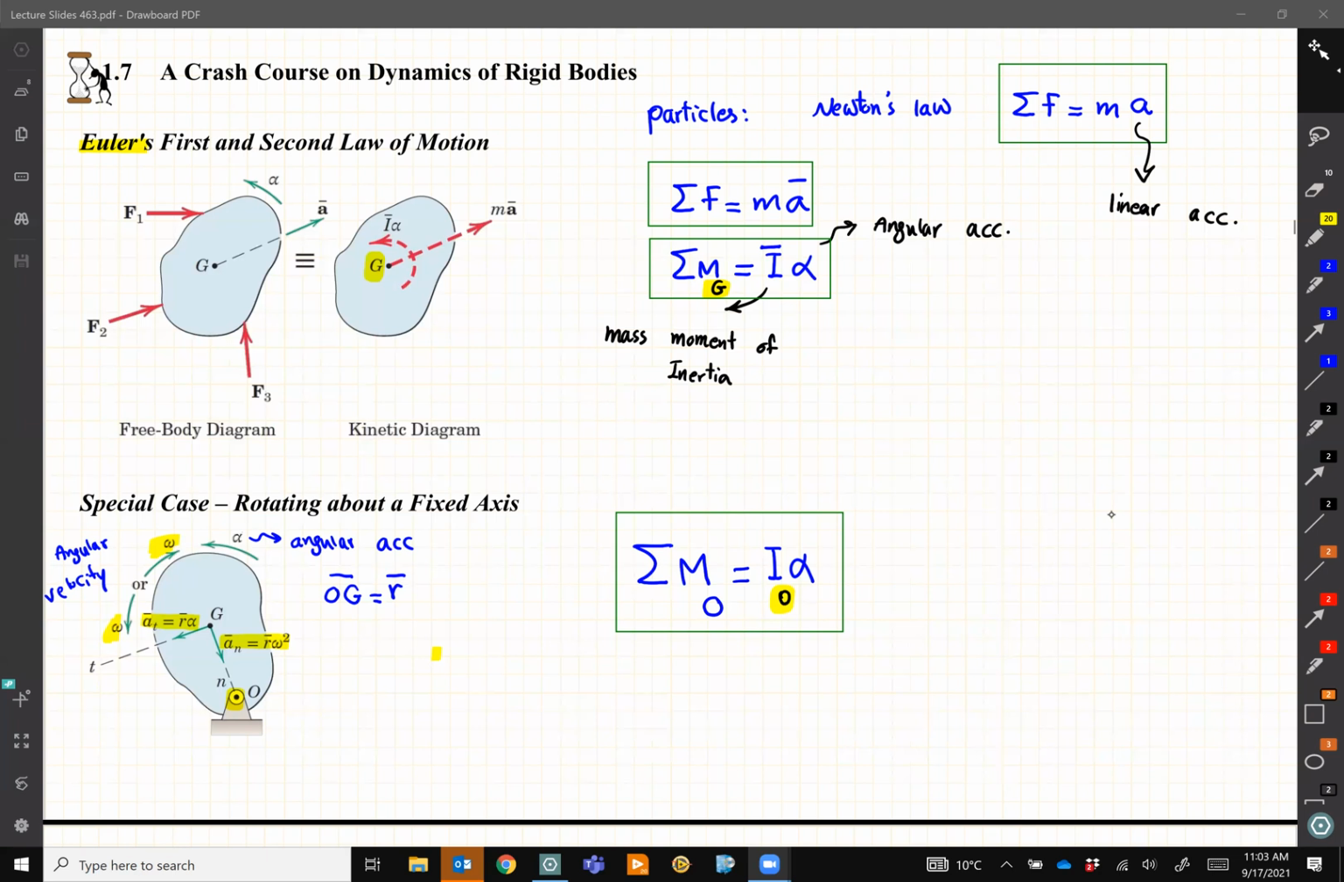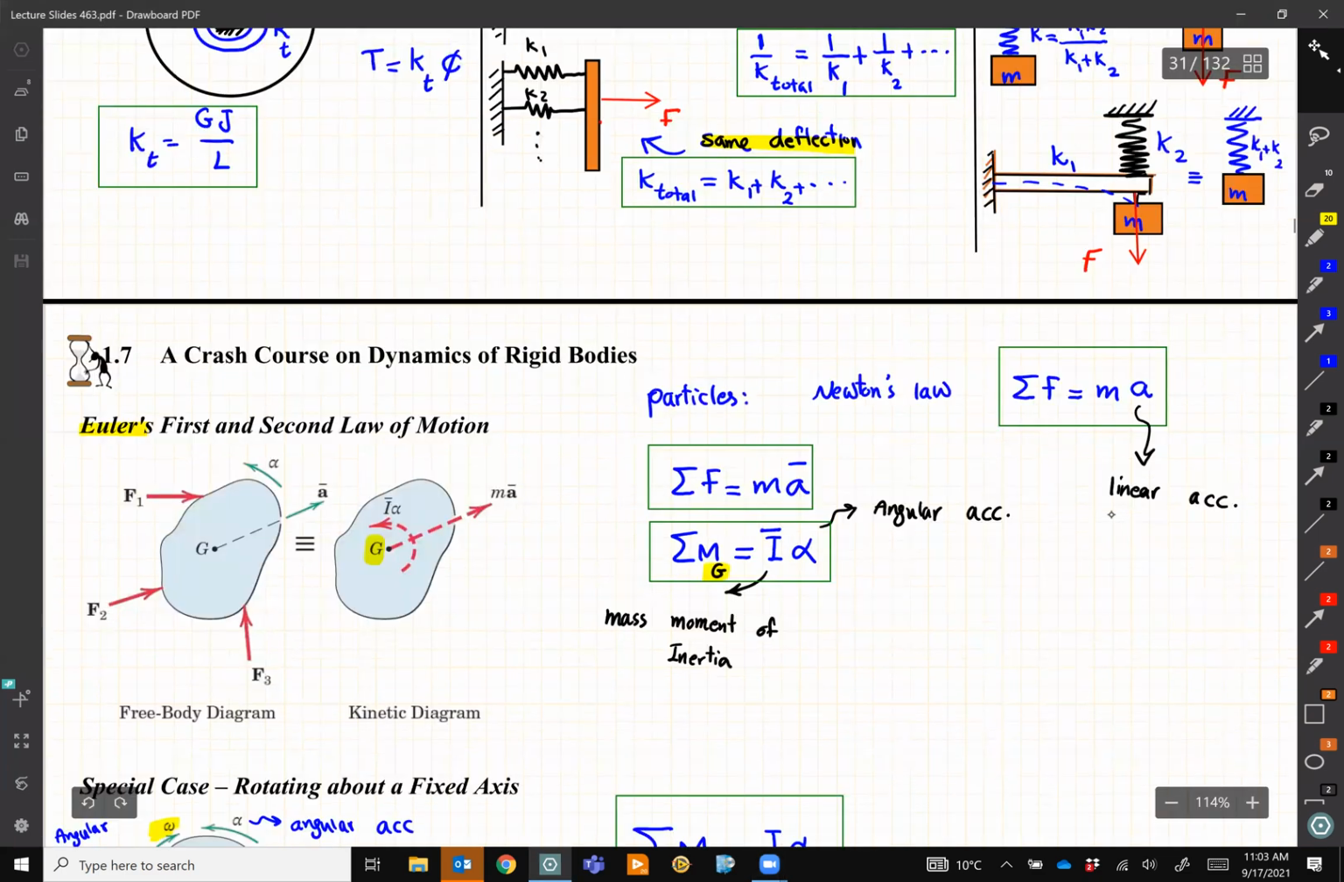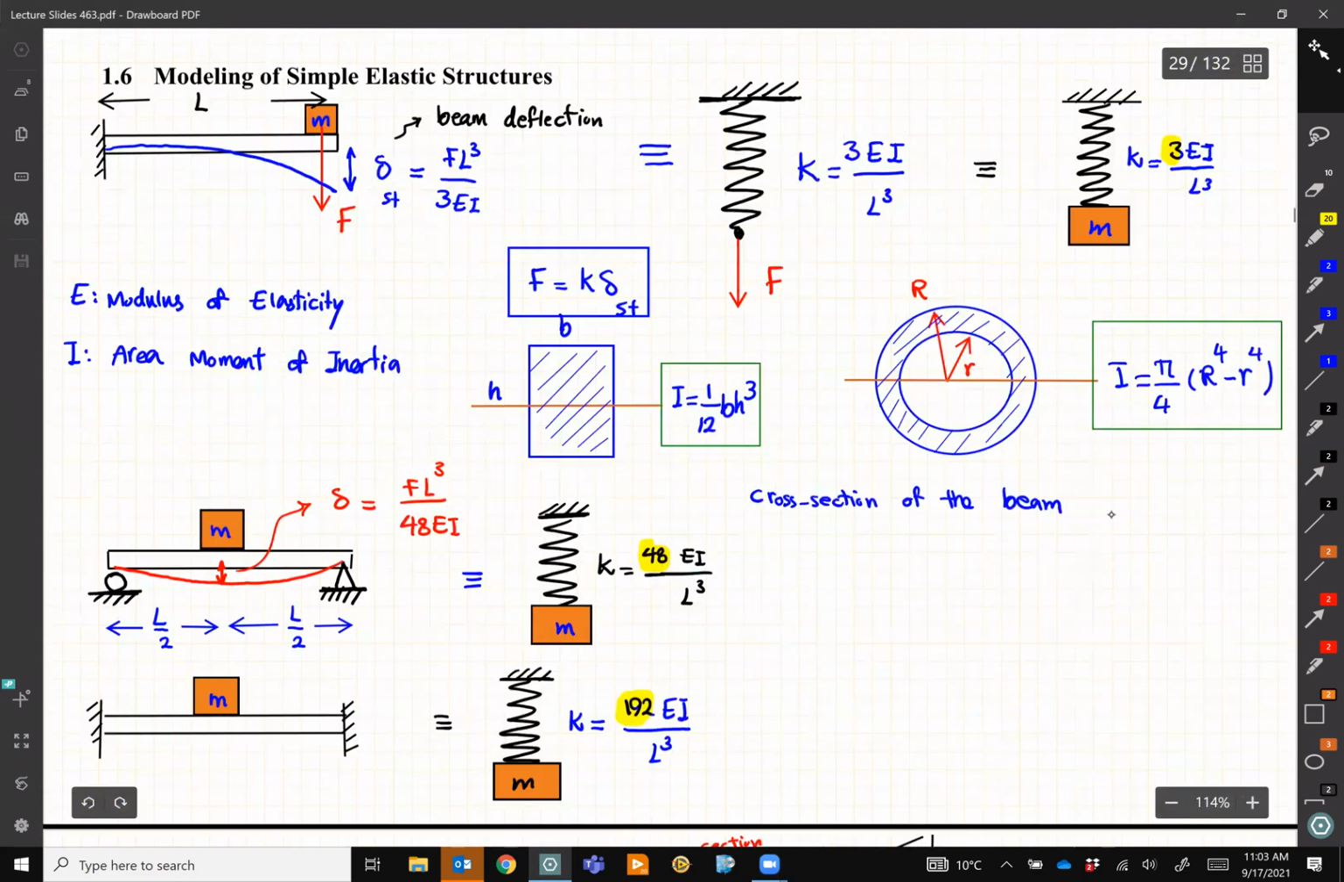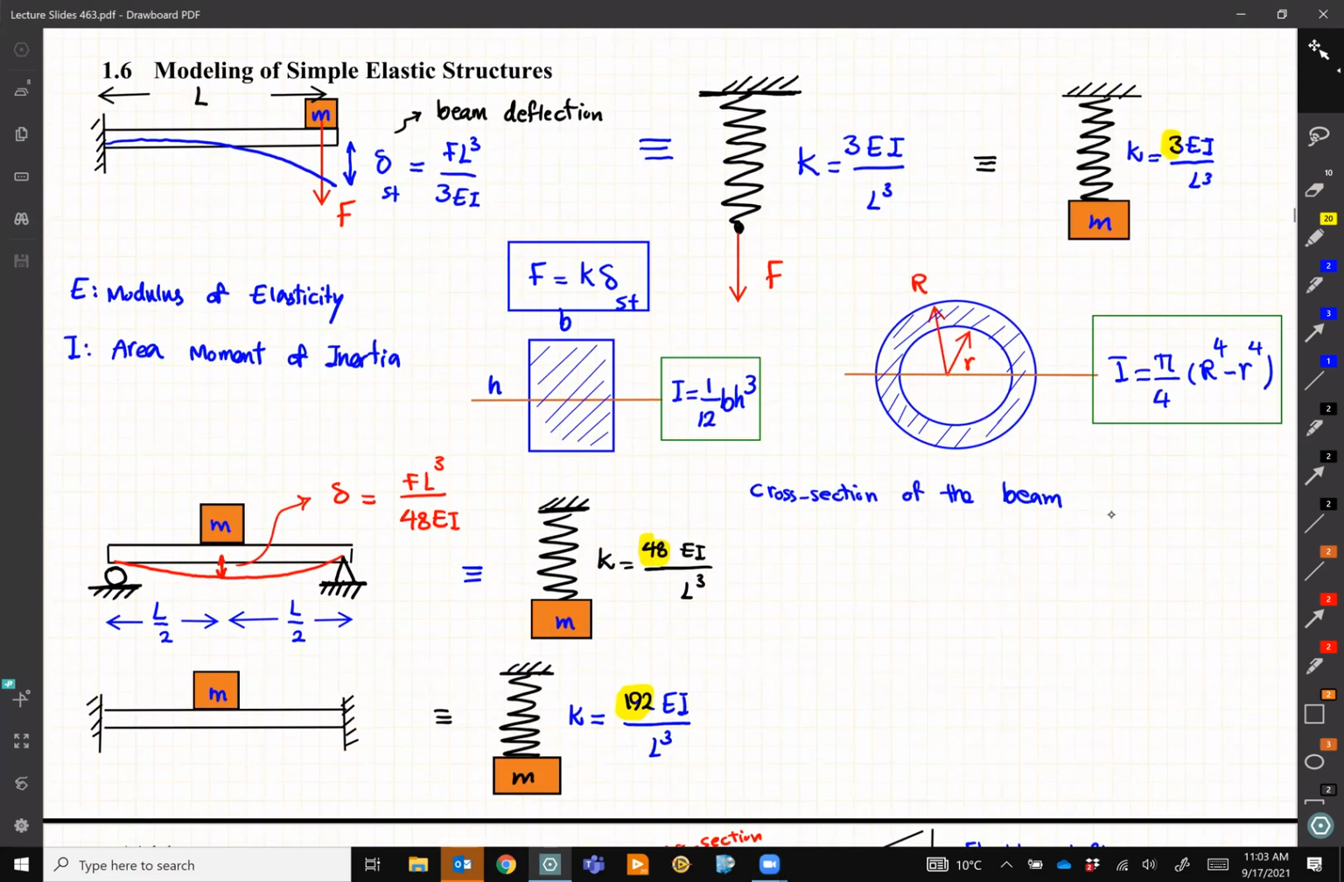If you recall, on Wednesday we started vibration, and we did a quick review to refresh your memory of what you've learned in dynamics before, and also in Mech 360. We started with modeling: how we can model, let's say, a cantilever beam, or a bar, as a spring, because that's something that we need in this course.